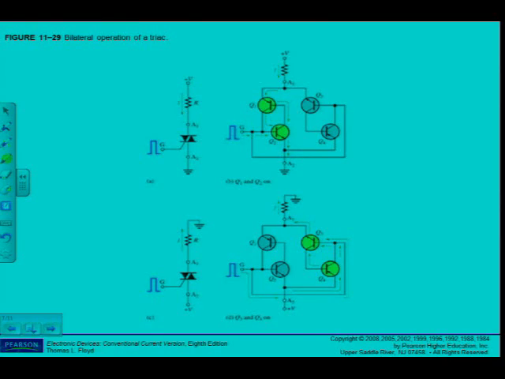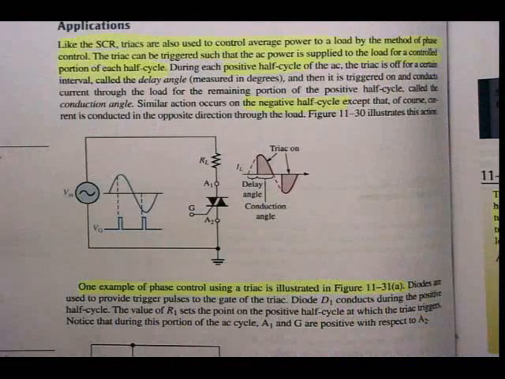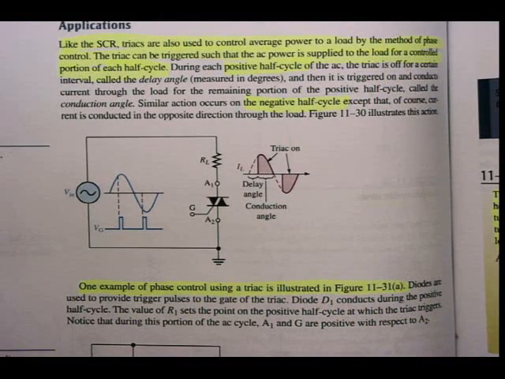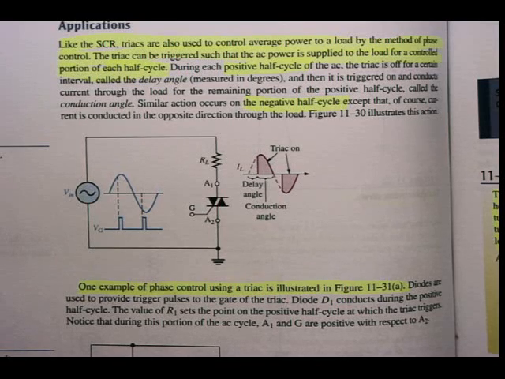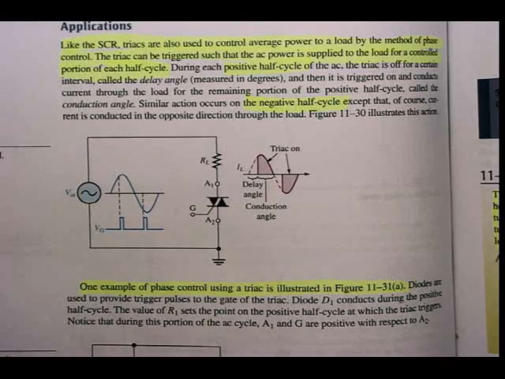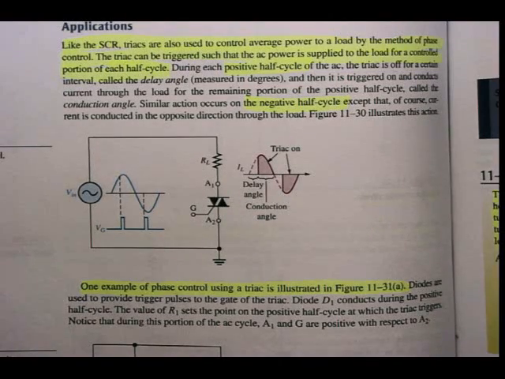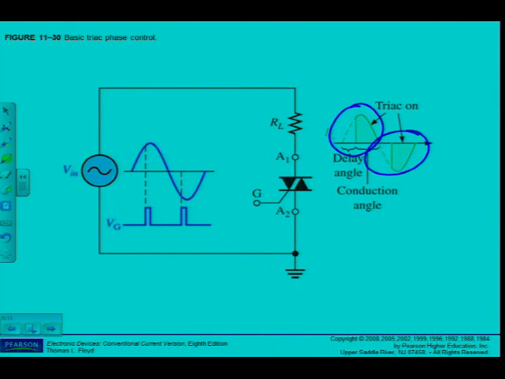All right, applications. On page 570, like the SCR, triacs are also used to control average power to a load by the method of phase control. The triac can be triggered such that the AC power is applied to the load for a controlled portion of each half cycle. How does that differ from the SCR? The SCR, we've seen, was only half wave power control, but in this case, because it can conduct in both directions, I can see that it is for the positive and the negative alternation that the triac can do phase control. All right, so that is important.